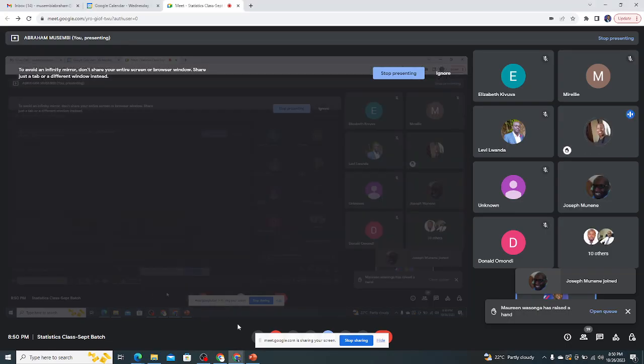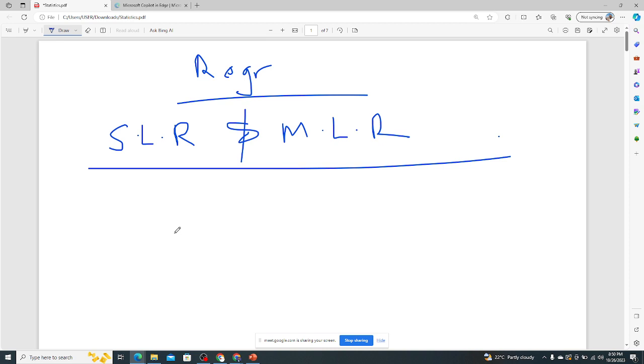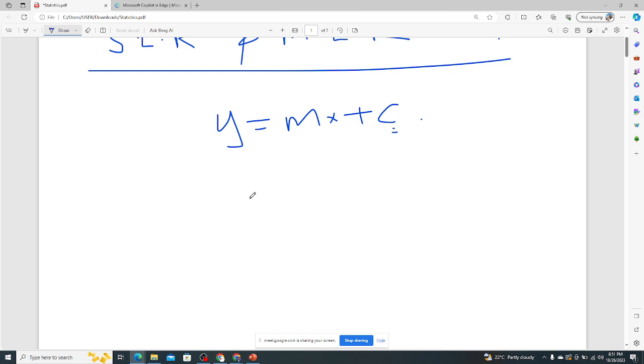Yes, Maureen. Hi, good evening. The equation of a straight line: one of the ways to get it is y equals mx plus c, where m is the gradient of the line and c is the y-intercept. Correct. That's very correct. So, if you can remember, this was the equation of a straight line.